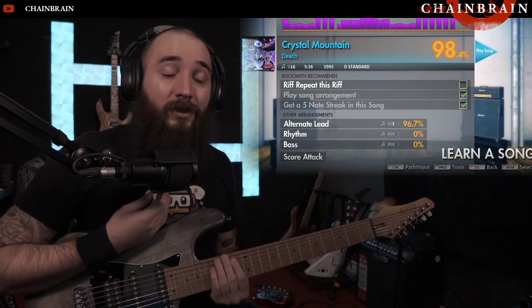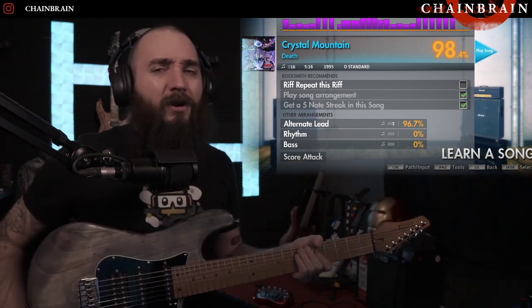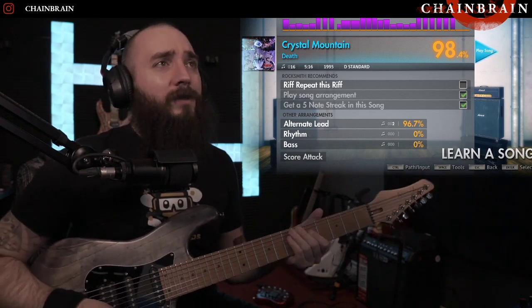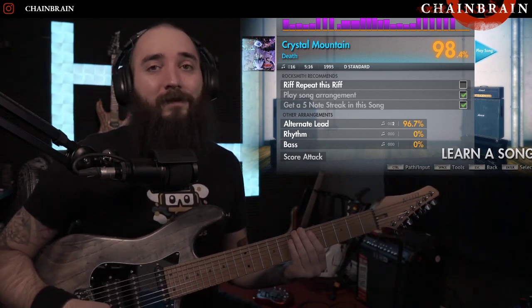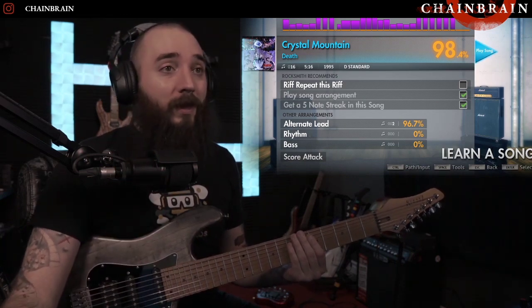So I am playing this on my Kiesel Delos custom 7-string. I am endorsed by Kiesel Guitars. Check them out. If you want to know anything more about or specific specs about the guitar, you can message me on Twitter or whatever. I love talking that kind of stuff. So anyways, let's get right into it here. I haven't played this one in a while. I hope I do okay.